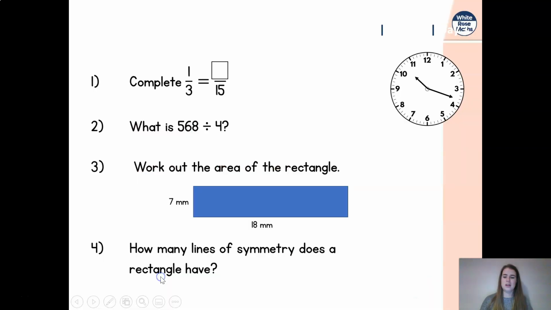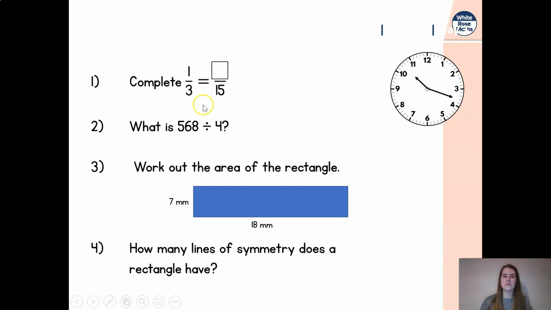But before I do that, let's warm your brains up a little bit. Okay, so there is a fraction question in here and there's a link to some of the previous topics that we've looked at. So as usual, set yourself a 5-minute timer, pause the video and have a go at these questions. Okay, the first one, 1/3 is the same as something over 15.